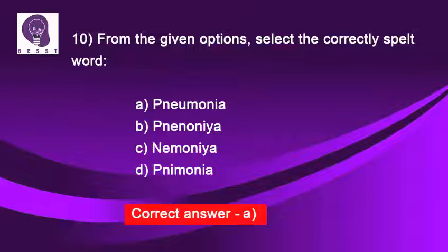In B, we are given P-N-E-N-O-N-I-Y-A. Option number C is N-E-M-O-N-I-Y-A. Option number D, P-N-I-M-O-N-I-A. Now out of these four words, which is the correctly spelled word? The correctly spelled word is option number A, P-N-E-U-M-O-N-I-A, pneumonia. Now what does pneumonia mean? It is an infection of the lungs.